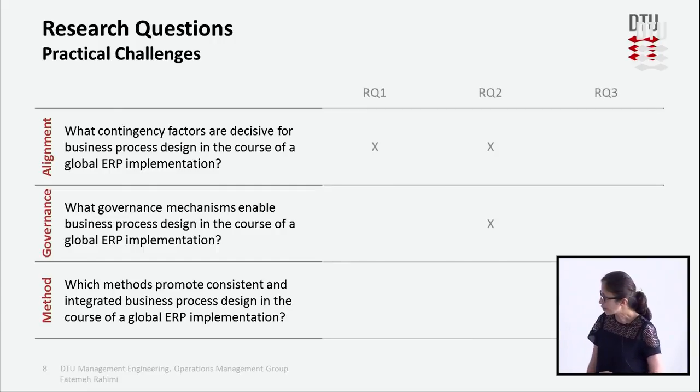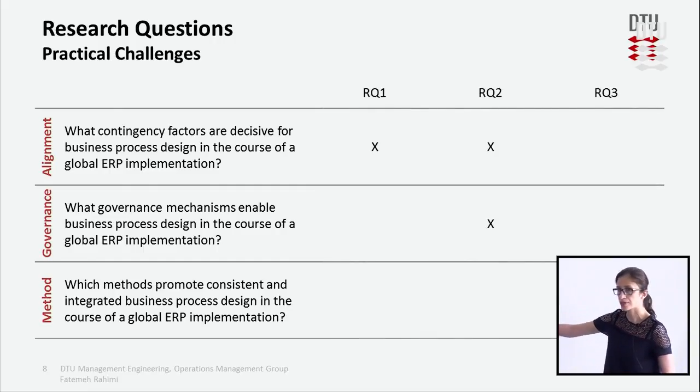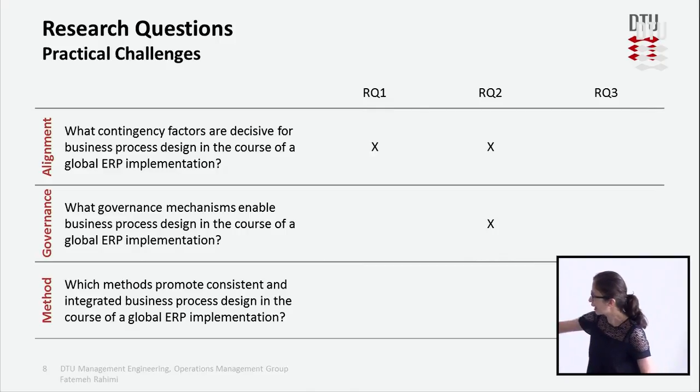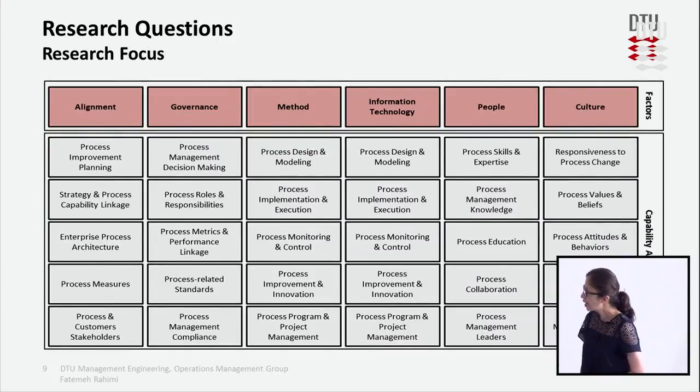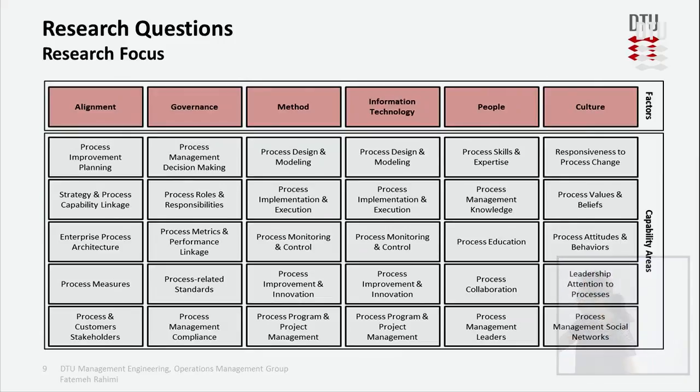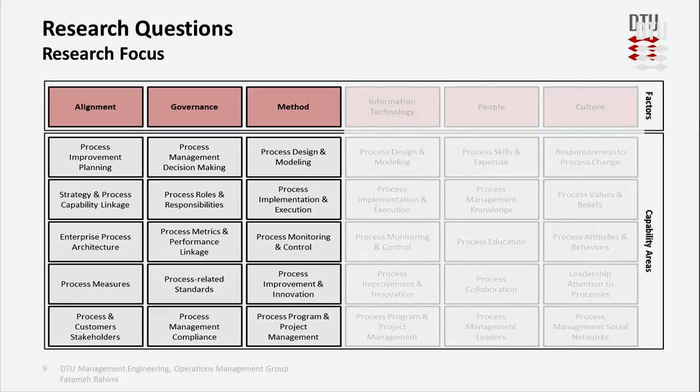As I mentioned, I used these practical challenges to define the scope of my research questions. And here is how the three research questions address each of these practical challenges. As I showed you this capability model before, based on the practical challenges, I limited my focus to alignment, governance, and method. In the rest of this presentation, I will tell you about my studies within each of these capability areas.